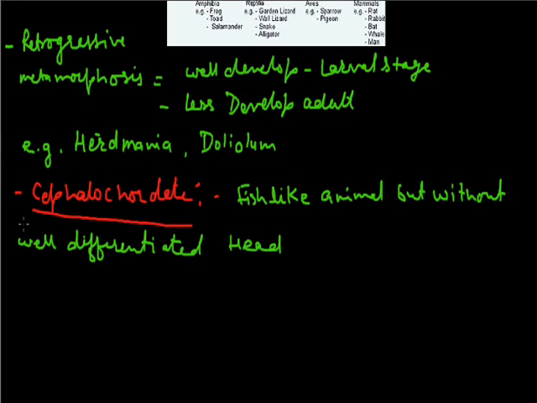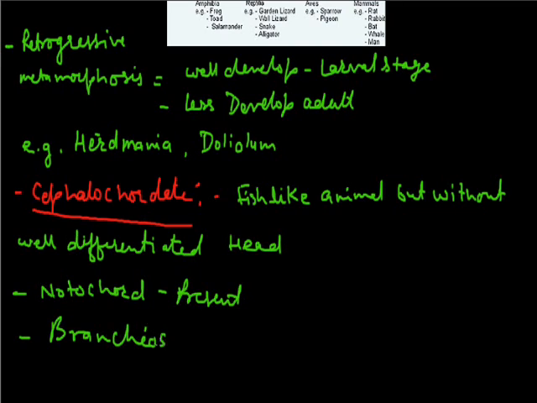The notochord is present, so these animals are considered chordates because they have the notochord throughout life. The example of this group is Branchiostoma. Another name of this animal is Amphioxus.